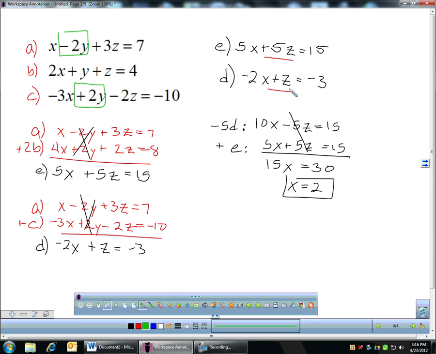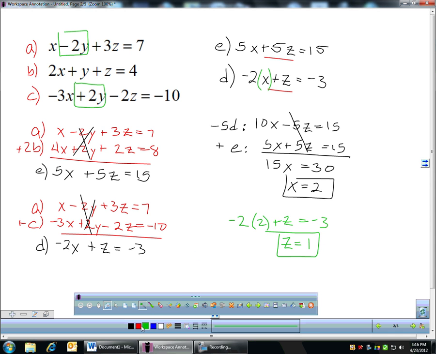Now that I know what x is, I'm going to go back up here into either E or D, and I'm going to plug in 2. I'll plug it in right there for D. So I'll have negative 2 times x, which is 2, plus z is equal to negative 3. Negative 2 times 2 is negative 4. When you add 4 over, you get z to be 1.